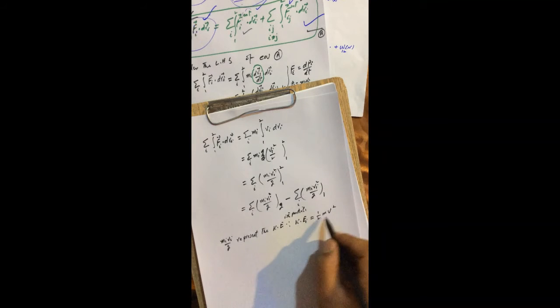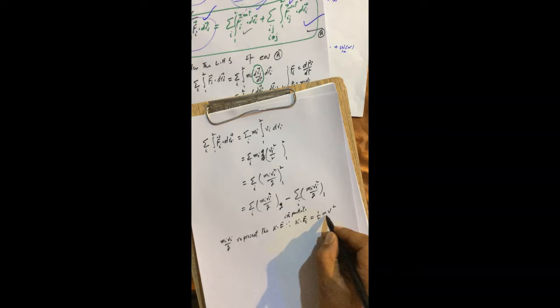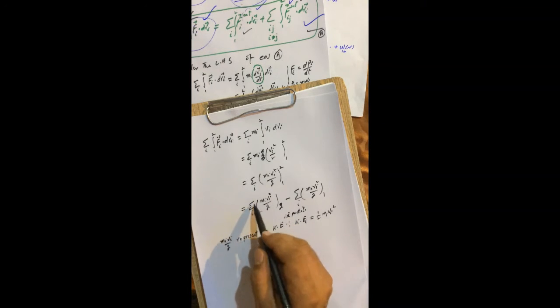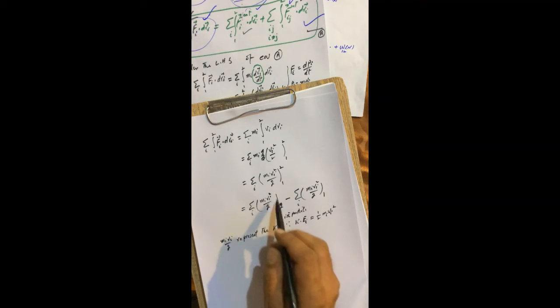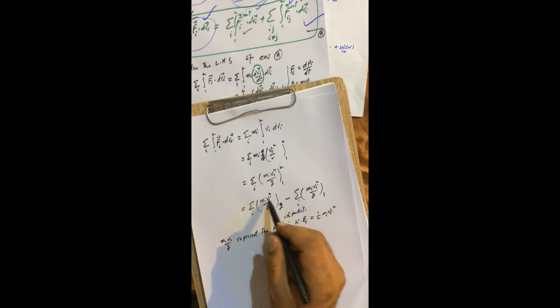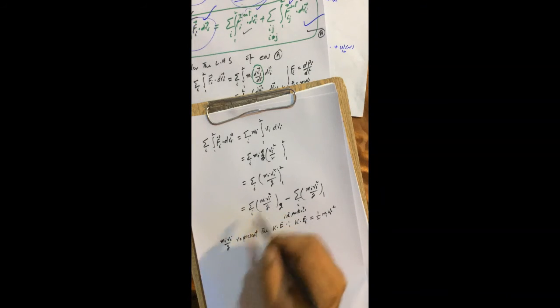So kinetic energy is equal to half mv square, but the kinetic energy of the ith particle will be equal to half mi vi square. So this term basically represents the kinetic energy of the ith particle. If there is a summation, then this whole term represents the kinetic energy of the whole system. So this is the kinetic energy of the first particle plus the second particle plus the third particle. If we add all the kinetic energies, we get the total kinetic energy of the whole system.